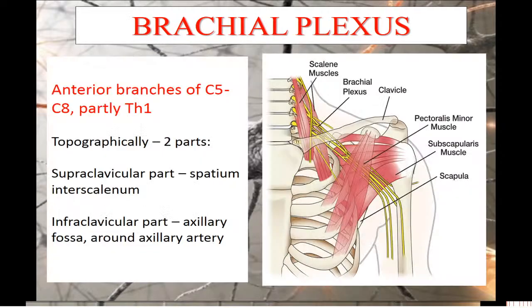Next plexus, one of the most interesting, is the brachial plexus. The brachial plexus is formed by the anterior branches of cervical 5th to cervical 8th spinal nerves, and also partly by the upper portion of the thoracic 1st spinal nerve. Topographically, it consists of two parts: the supraclavicular part, which is located in the interscalene space, and the infraclavicular part, which is located in the axillary cavity.